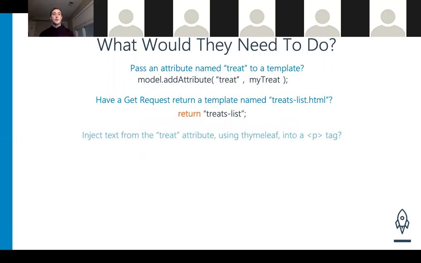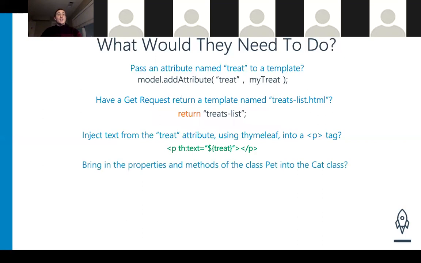All right, let's keep going. What if I wanted to inject the text from the treat attribute we did above using the Thymeleaf into a P tag, into a paragraph tag? What would our line look like? TH text. P tag, TH text. Very good. I've heard all the pieces there. So we start with the P for paragraph, th:text equals $, curly brackets with the treat inside of it. This is how we do that. Any questions about that?